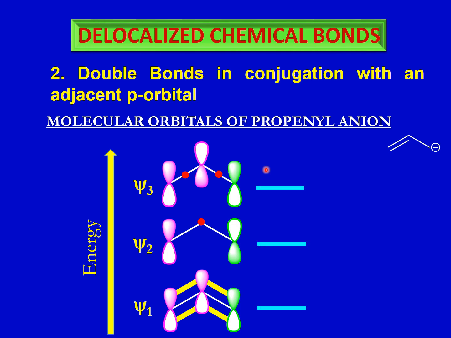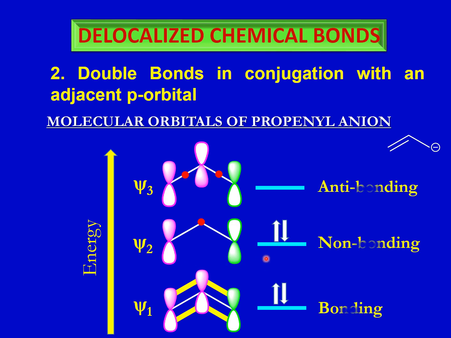And now to fill them, how many electrons are involved in delocalization? 2 of the double bond and 2 in this filled p orbital. So we fill the first 2 in the psi1 and the last 2 in the psi2. Again, they are the bonding, anti-bonding and the non-bonding orbital. So the last electrons go into the non-bonding orbital in case of propenyl anion.